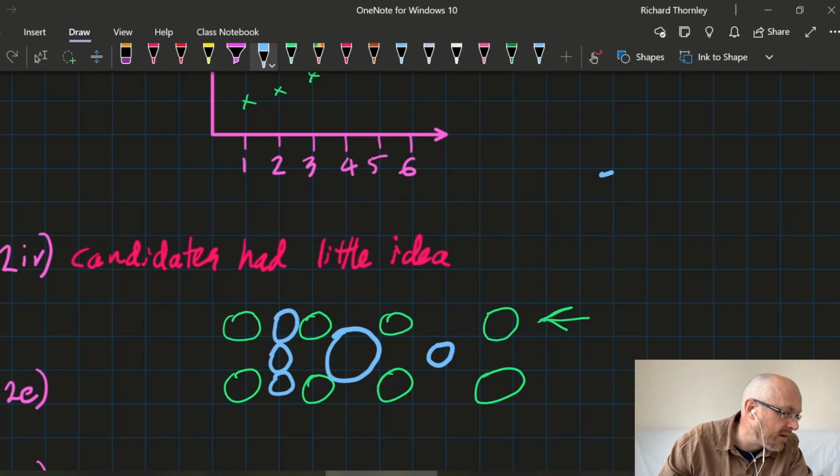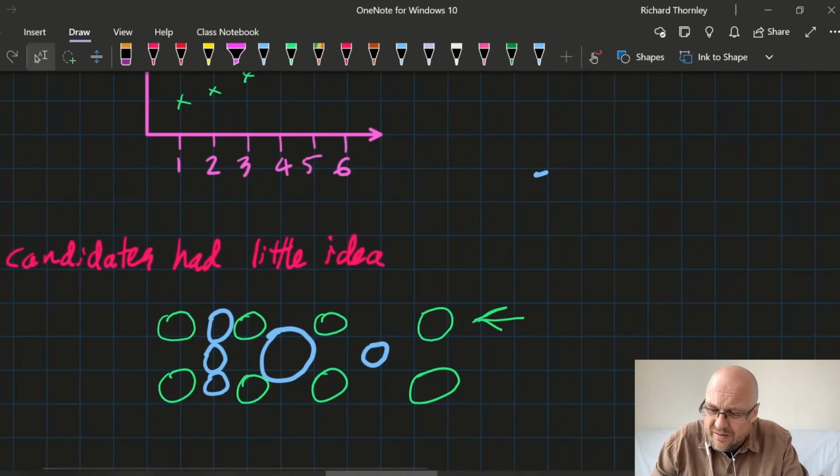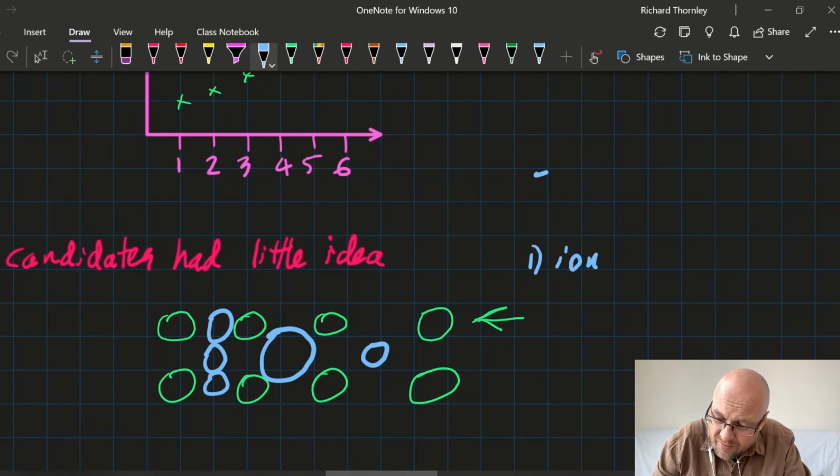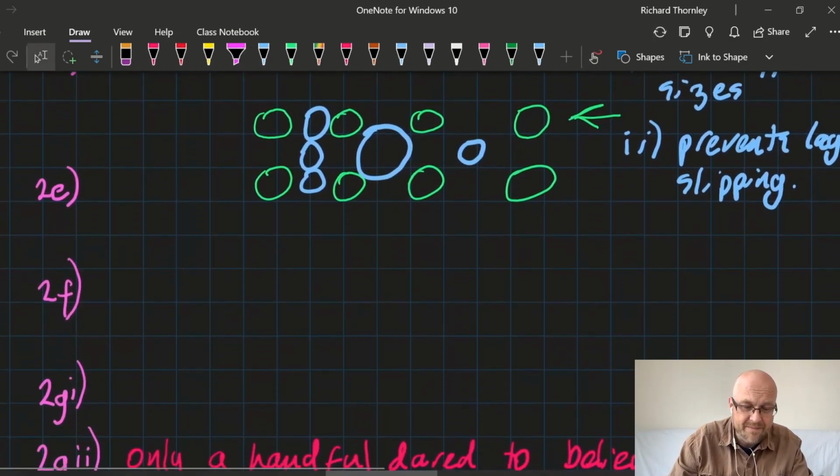So their answer was it prevents the layers from sliding over each other for 1 point because the atoms or the ions are different sizes. Okay, so that's fair enough. So the first point was the ions are different sizes. And the second point was prevents the layers from slipping. Slipping so easily, I think. All right, 2 points for that.